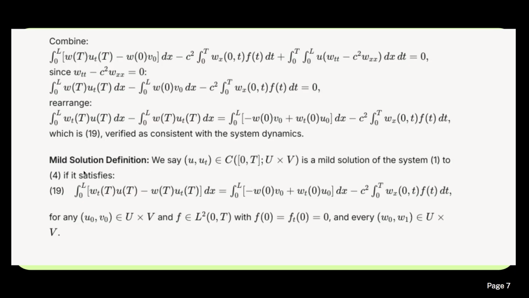Then we have the mild solution definition. We say that U and UT belongs to this one is the mild solution of system 1 to 4 if it satisfies 19. Of course, for any U0, V0 belonging to U times V and F belonging to L2(0,T), with this condition, for every W0, W1 belonging to U times V.